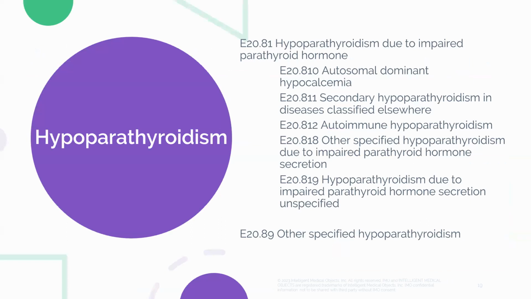In hypoparathyroidism, we have several new codes at E20.81. You can see we have autosomal dominant hypocalcemia. This is a genetic disorder of calcium metabolism that patients often suffer from muscle spasms, cramping, twitching. Calcium can build up, so they can develop kidney stones. They can also develop calculi in the brain. Other codes within this subcategory capture secondary hypoparathyroidism and disease classified elsewhere. So you'd use that as a supplemental code with a neoplasm or thalassemia. We also have a unique code for autoimmune hypoparathyroidism.